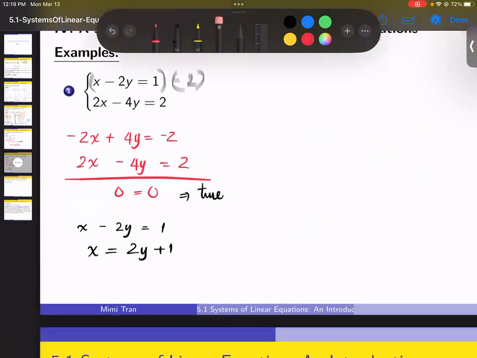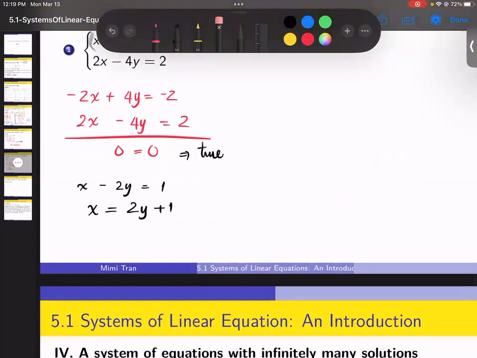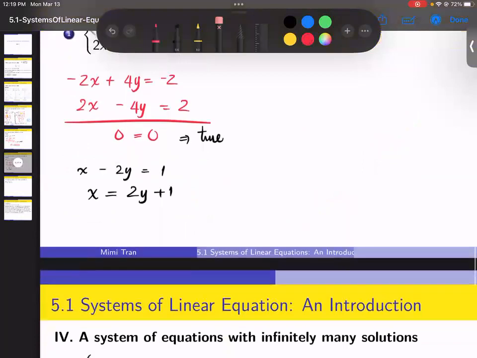So like I said, I'm going to pick one equation and solve for one of the variables. Now you can stop right here. There's nothing wrong with this. If you pick, say, y is 0, then what is x? You plug it in there. 2 times 0 is 0, plus 1. So x is 1. You pick another one. You pick y is 1. 2 times 1 is 2, plus 1 is 3. So when y is 1, x is 3.